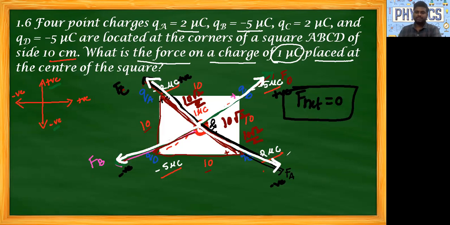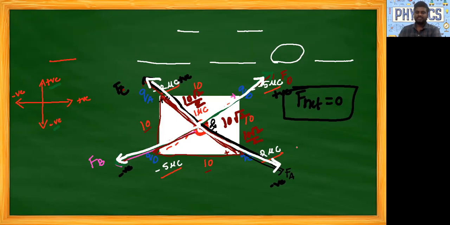This is the concept question. Or if you want to find this force, we'll take individual FA, FB, FC, FD, and again take the directions. Then we'll get all forces. If we add, we'll finally get 0. Or in the exam, if we get less time, we go through this shortcut method.